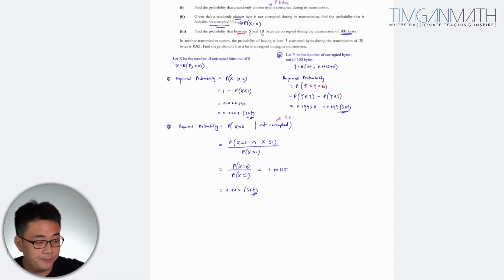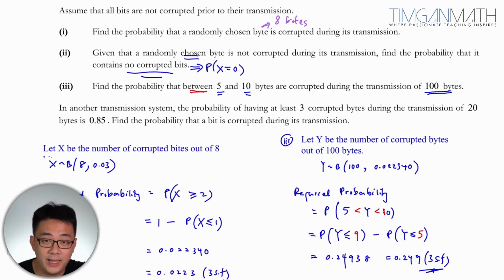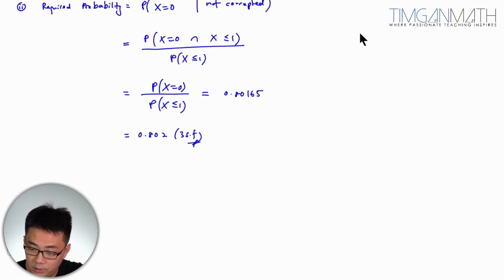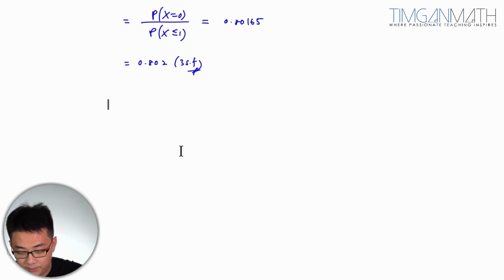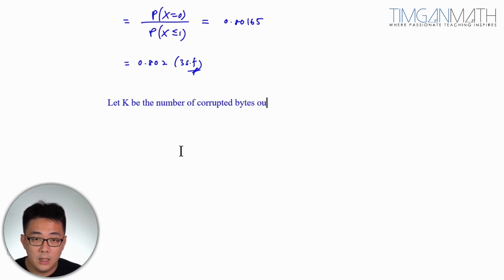Let's look at the last one. So for the last part, in another transmission system, the probability of having at least 3 corrupted bytes during the transmission of 20 bytes is 0.85, and find the probability that a bit is corrupted during this transmission. Okay, so I'm going to use the same binomial distribution. But now let k be the number of corrupted bits out of 8 bits. Okay, so that's the thing there.